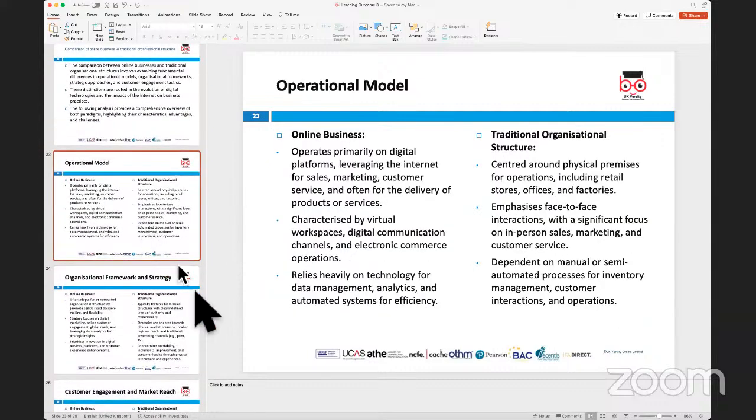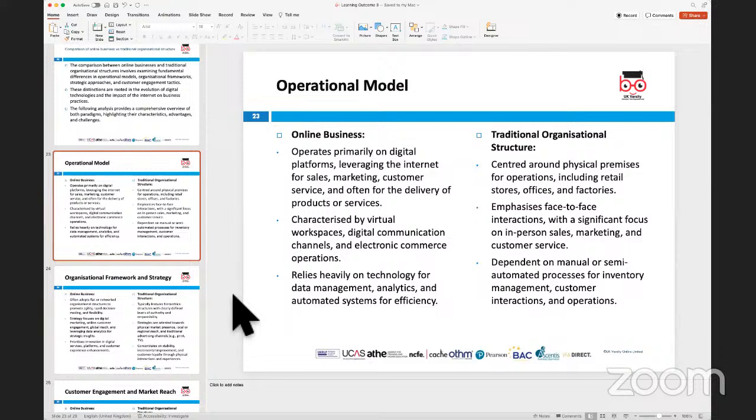So in operational models, we talk about digital platforms. That means you need a website, you need a domain, you need an expert who would be able to set up your website. And most of the outreach and activity that you would do to the customer will happen through the digital channels. That means you'll be looking at selling your products and services predominantly online.